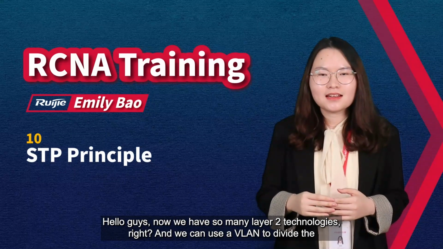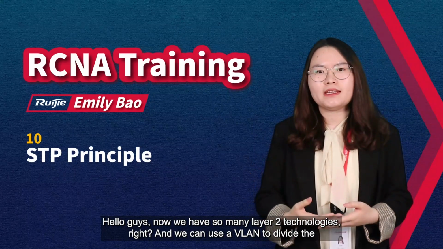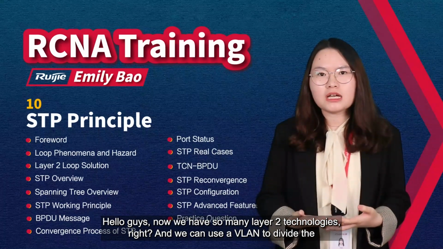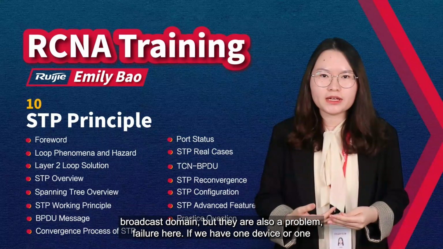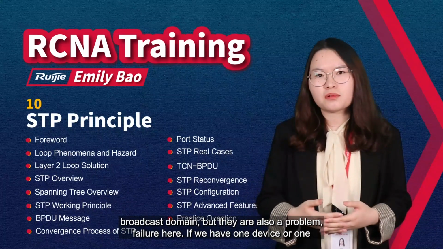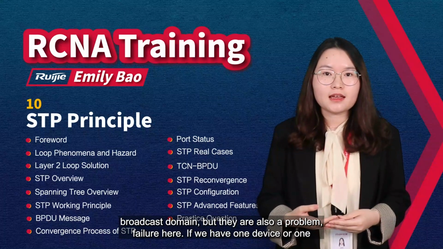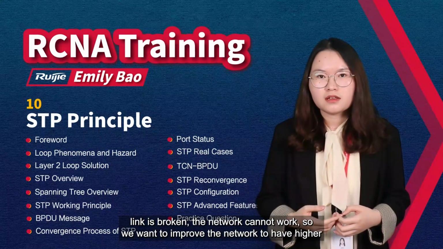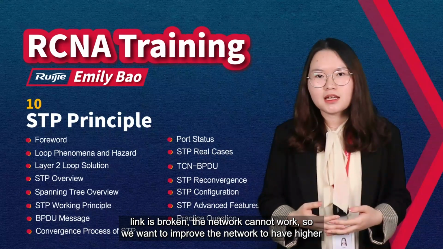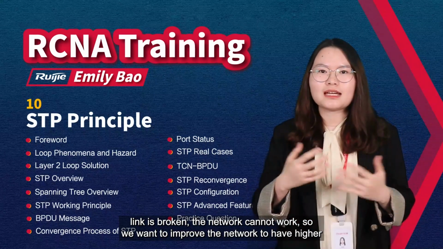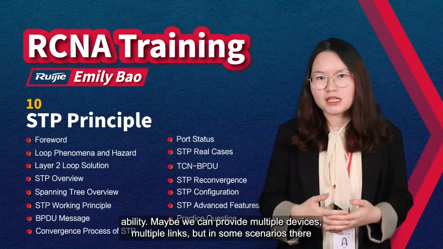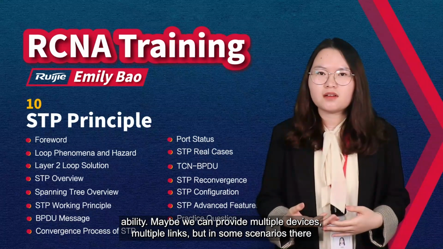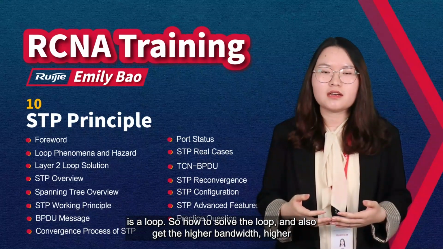Hello guys! Now we have so many layer 2 technologies, right? And we can use a VLAN to avoid the broadcast domain, but there is also a problem, a failure here. If one device or one link is broken, the network cannot work. So we want to improve the network and have higher availability. Maybe we can provide multiple devices and multiple links, but in some scenarios there is a loop.